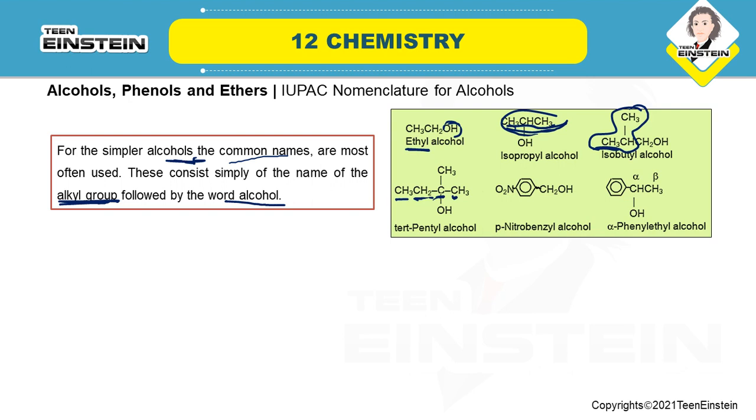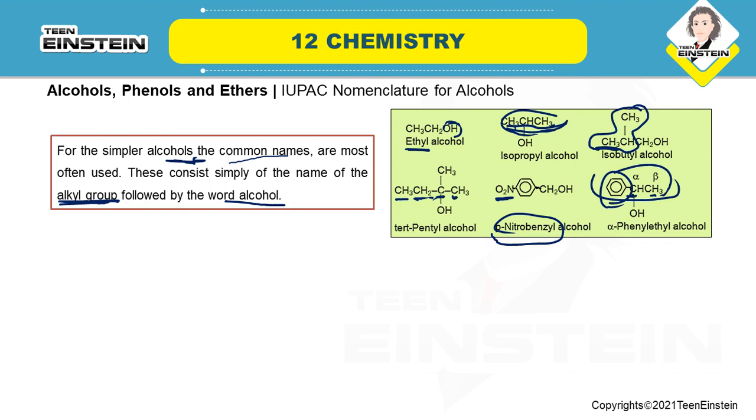Next we have a benzyl alcohol derivative. Benzyl alcohol is PhCH2OH, but now an NO2 group is attached to the 4th position, so that is why it is para-nitrobenzyl alcohol. So see, again we are using the alkyl group and then writing the term alcohol. Next, the OH group is attached to this carbon, so that is why it is alpha. With respect to OH, this is the alpha position, this is the beta position. At the alpha position there is a phenyl group, so that is why the name is alpha phenyl ethyl alcohol. See, this part is the alkyl group.